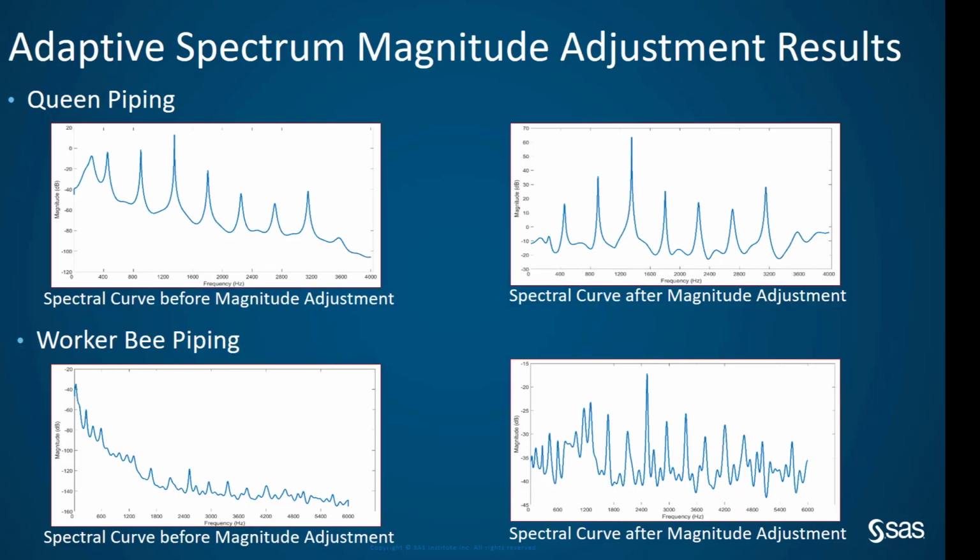Here we have two examples showing how the adjustment method effectively balances the magnitudes of the frequency components. On the top is an example of the queen bee piping. On the left is the spectral curve before the adjustment, and on the right is after the adjustment. The second example is the worker bee piping sound before and after. You can see that magnitudes of the frequency peaks are much more uniform now.